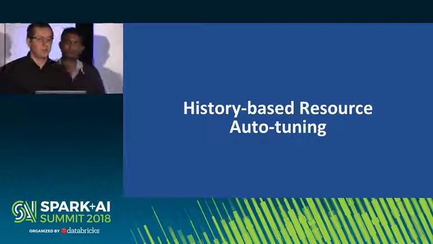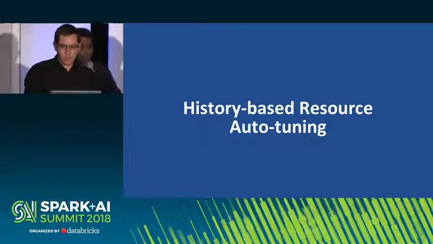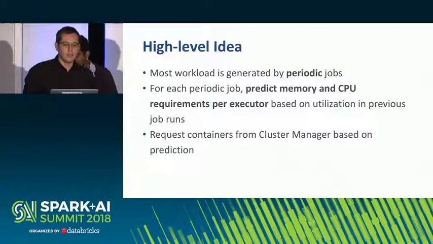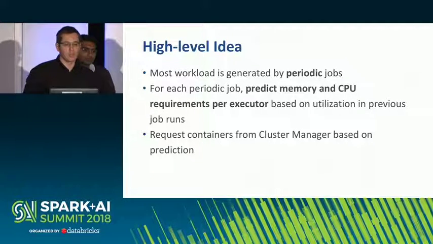So let me dive deep into history-based resource auto-tuning that we implemented here at Facebook. Just to recap, the high-level idea is that most of the workload on our clusters is generated by periodic jobs, which are running on a predefined schedule. For each periodic job, we want to predict memory and CPU requirements per executor based on utilization in previous runs of this job. And then we want to request containers from the cluster manager based on the prediction.